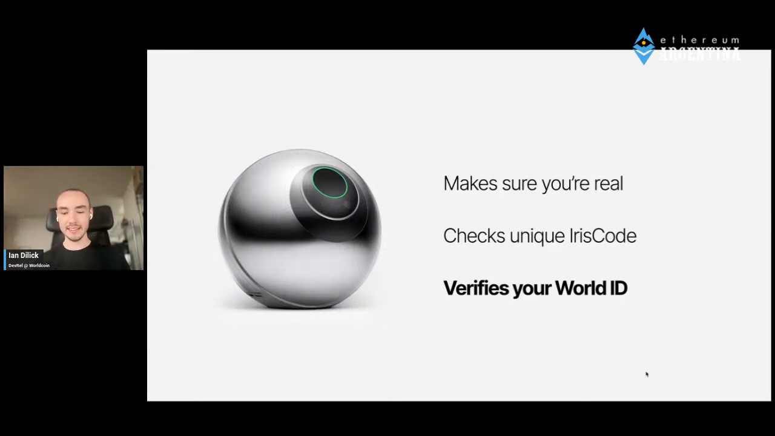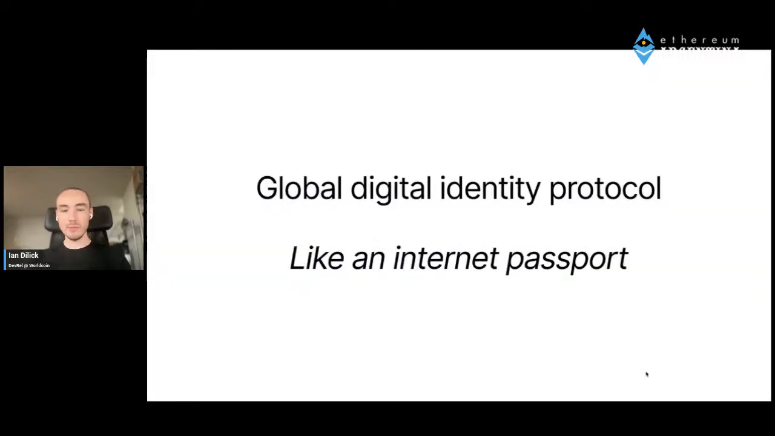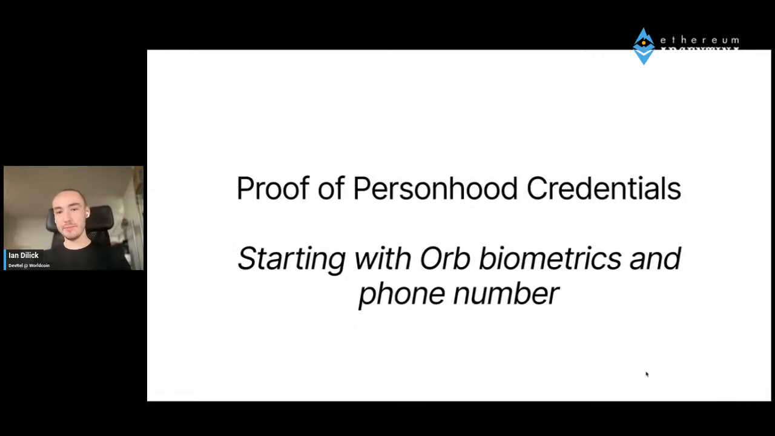So this World ID is your self-custodial identity stored on your mobile device. It's somewhat like an internet passport in a sense. And there are multiple different proof of personhood credentials within World ID. Orb biometrics are sort of the gold standard for us. Additionally, you can verify your World ID with a phone number as a much weaker proof of personhood for users who may not be able to go to an orb or for use cases that don't require that strict of this proof of personhood.